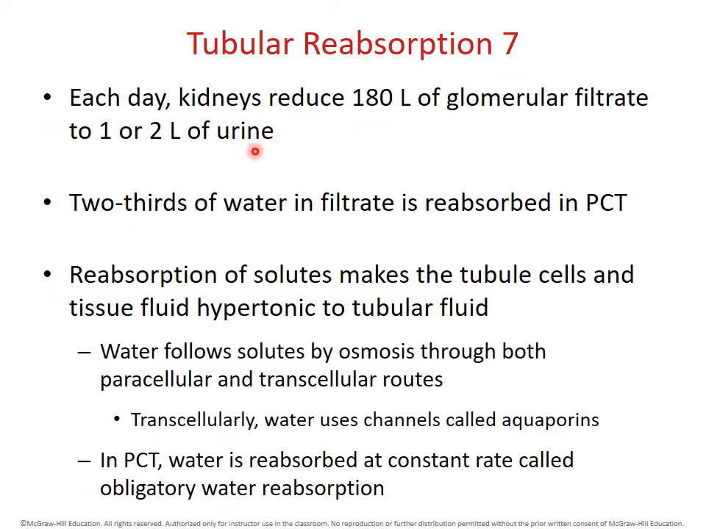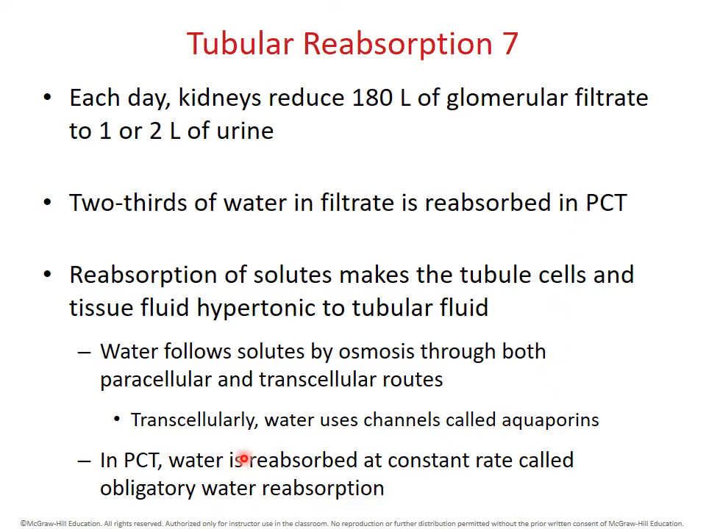Of the water that we reabsorb, 2/3 of that water is reabsorbed in the proximal convoluted tubule. And so again, 2/3 being about 66%. Earlier we said the proximal convoluted tubule does 65% of all reabsorption. So this is in line with what we've already said, about 65% of reabsorption takes place in the proximal convoluted tubule.